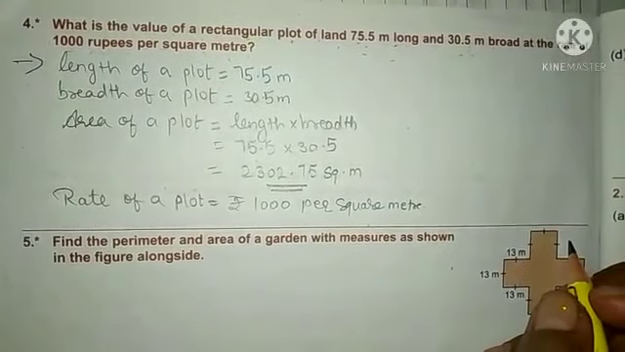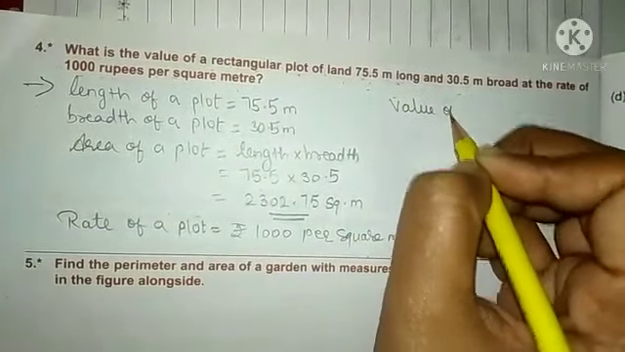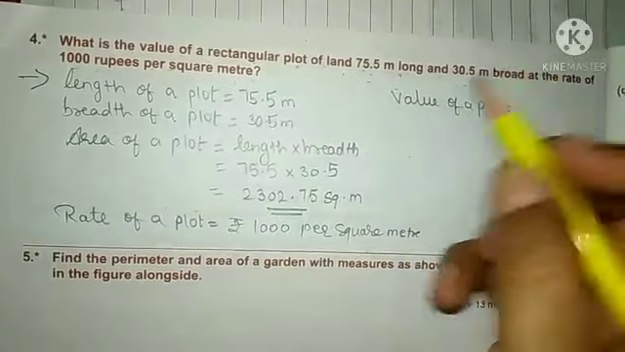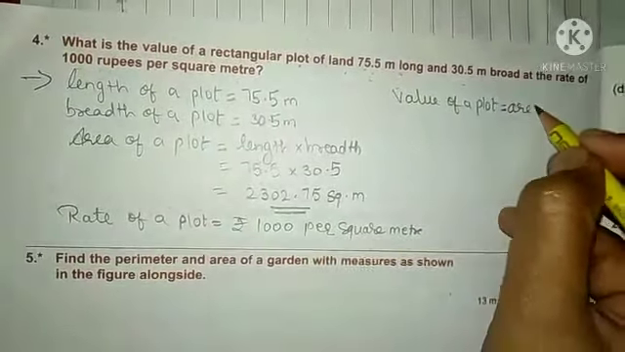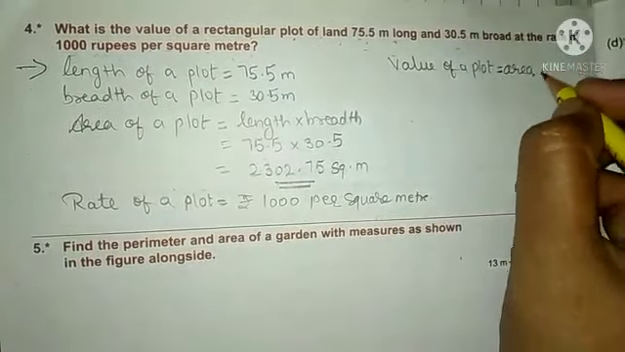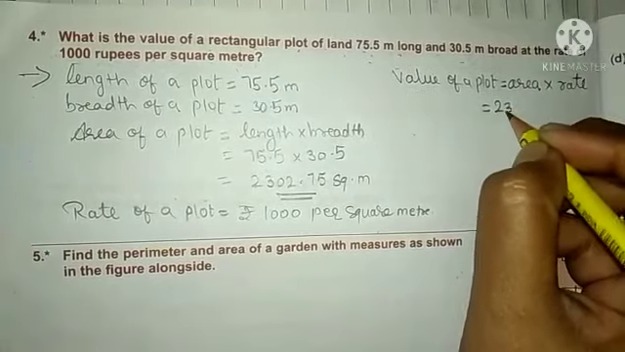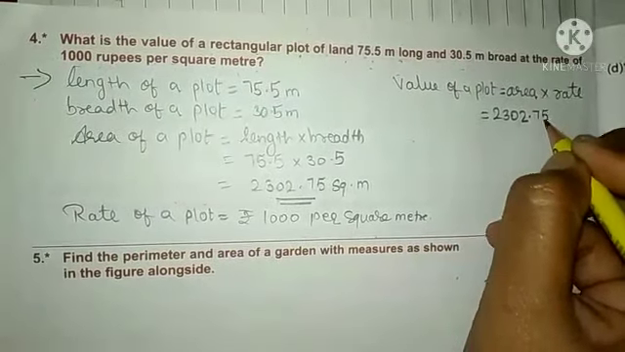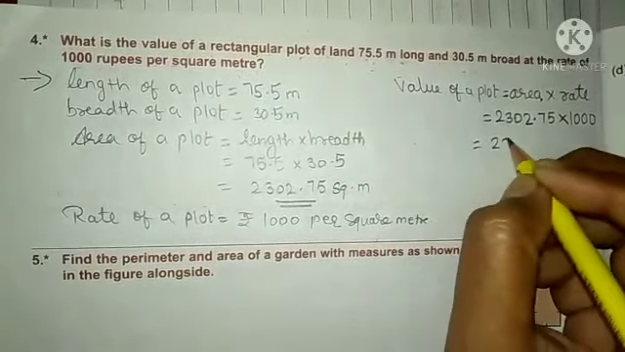So how are you going to find the value of the plot? You have to multiply area with rate. Here your area is 2302.75 multiplied by the rate, 1000. So what will you get here?